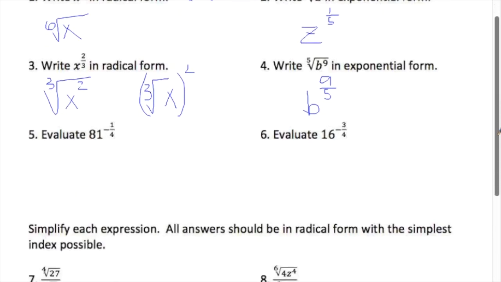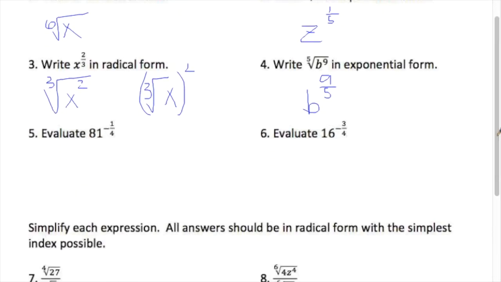So these last two say evaluate. That means we want to know what the actual numerical answer is. We have 81 to the power of negative 1/4. Remember, if we have something raised to a negative exponent, this is 1 over, and then we change the exponent to a positive. So 81 to the negative 1/4 is equal to 1 over 81 to the 1/4. We know 81 to the 1/4 is the same as the 4th root of 81, and the 4th root of 81 is 3. So this is 1 over 3, or 1/3.